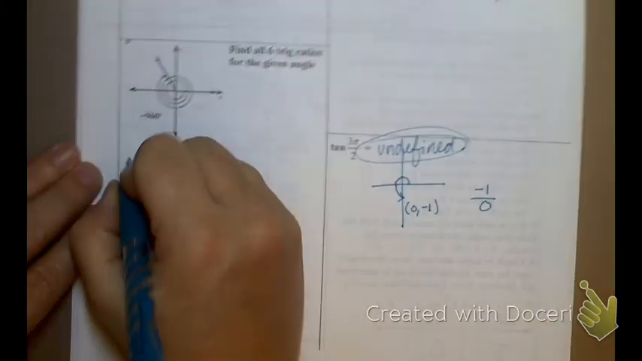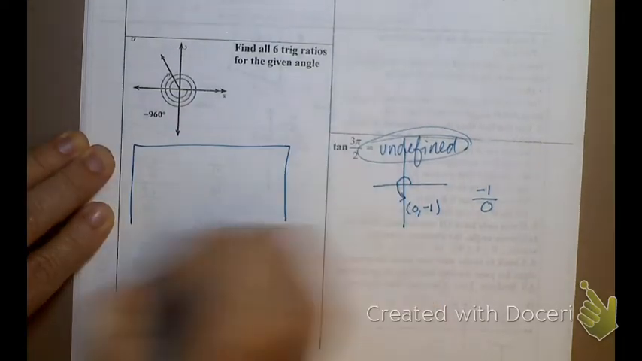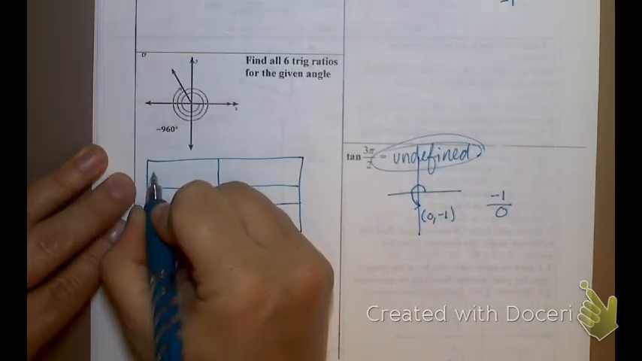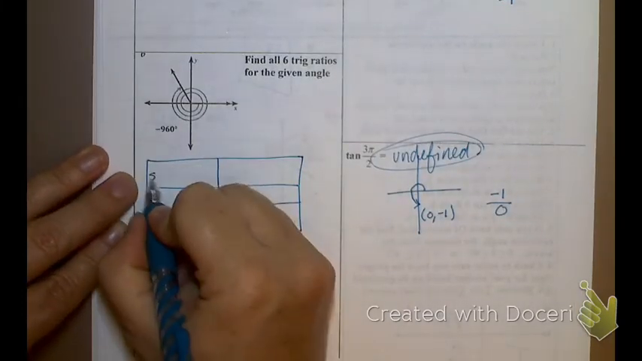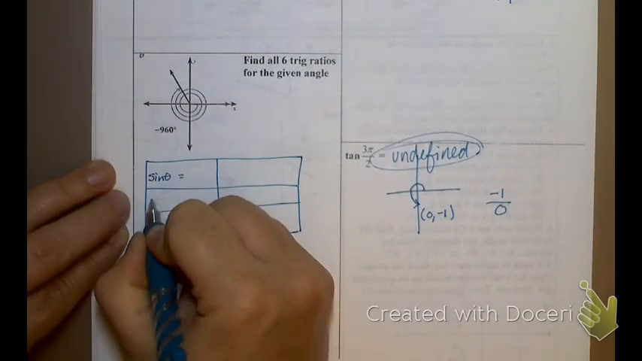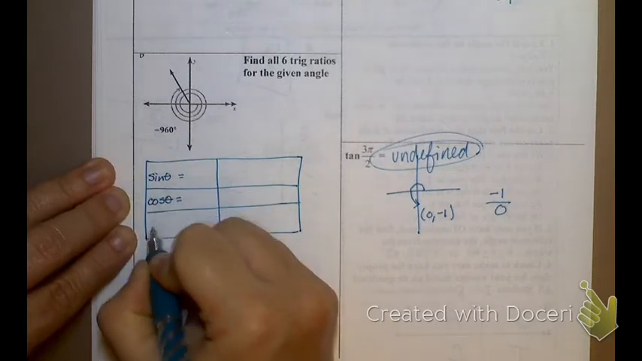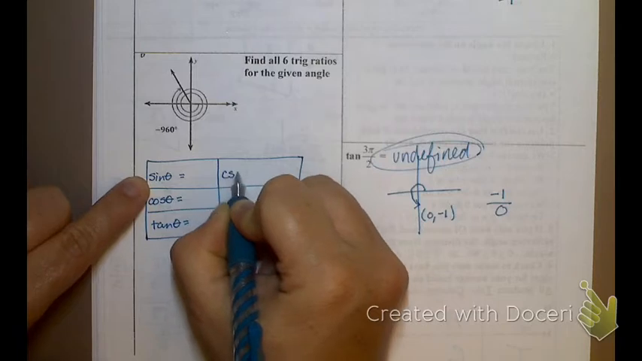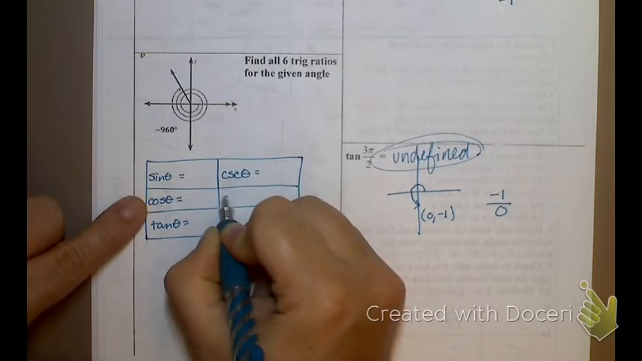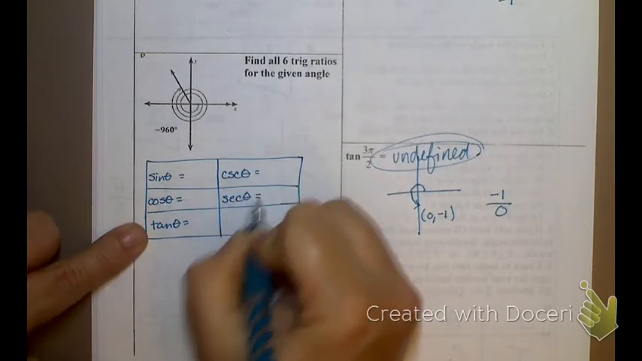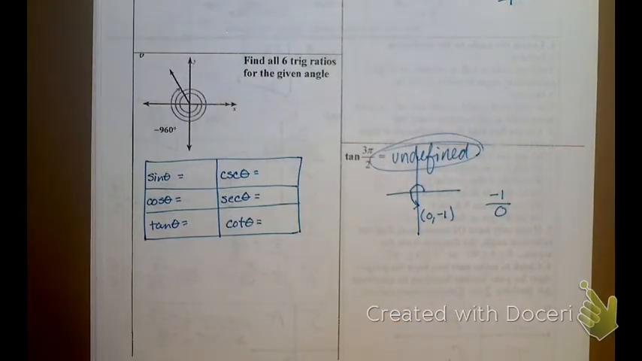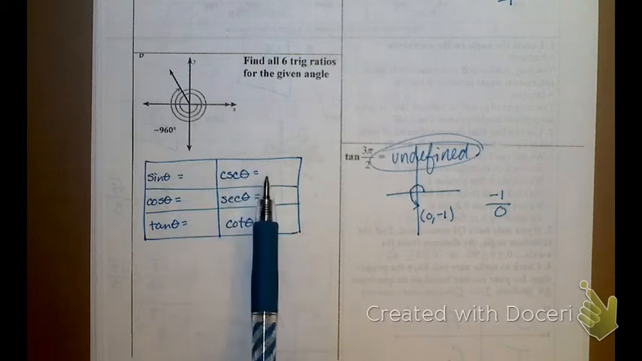All right. Last problem. It says find all 6 trig ratios. So I'm going to set up my answer blanks here. You're looking for sine theta, cosine theta, tangent theta, and the reciprocal of sine is cosecant theta, secant theta, and then cotangent theta. I always do that order so that once I get this one, I just do the reciprocal for this one.